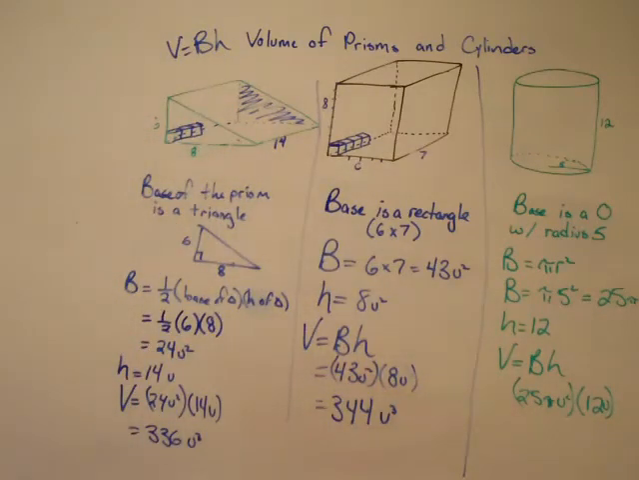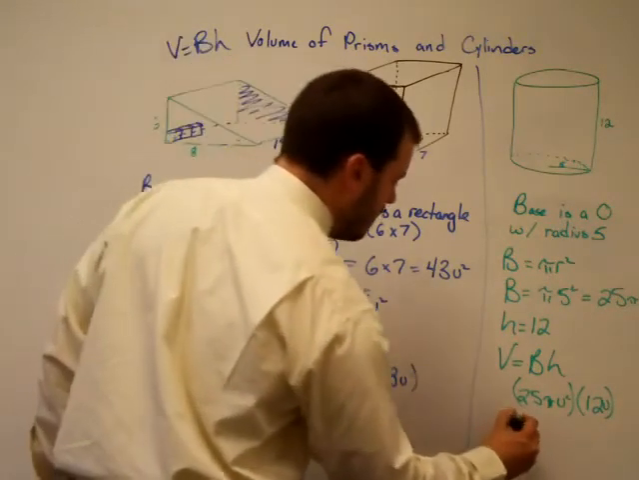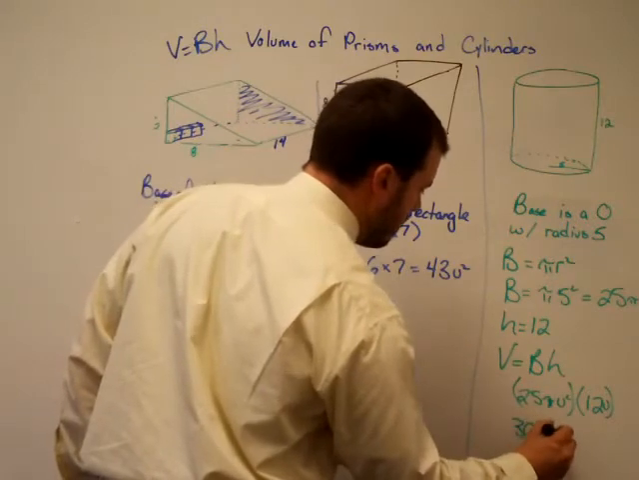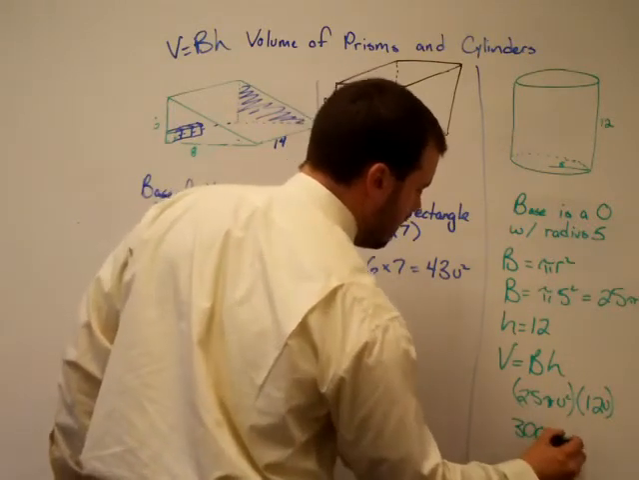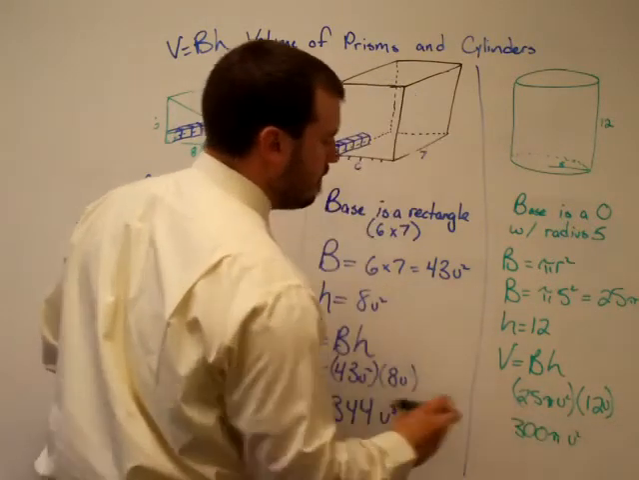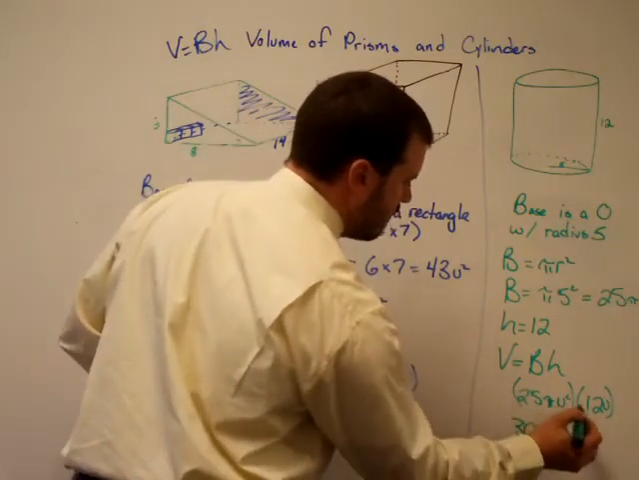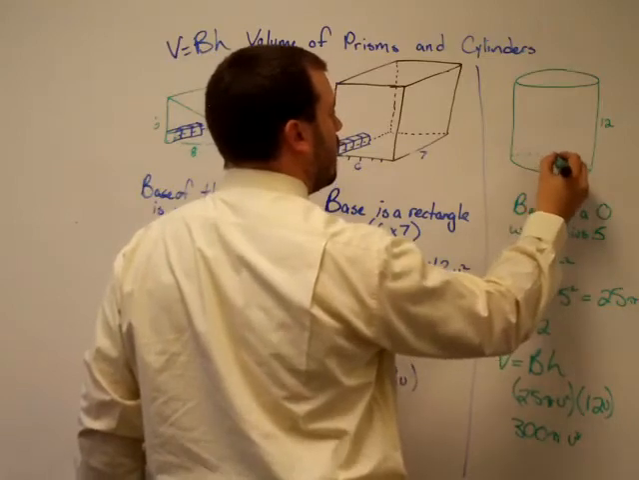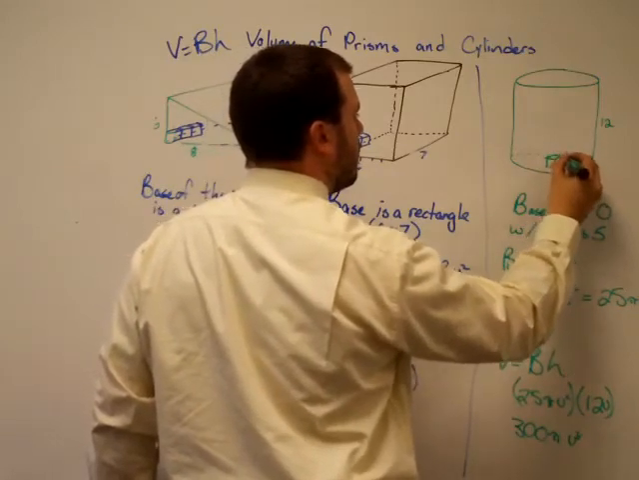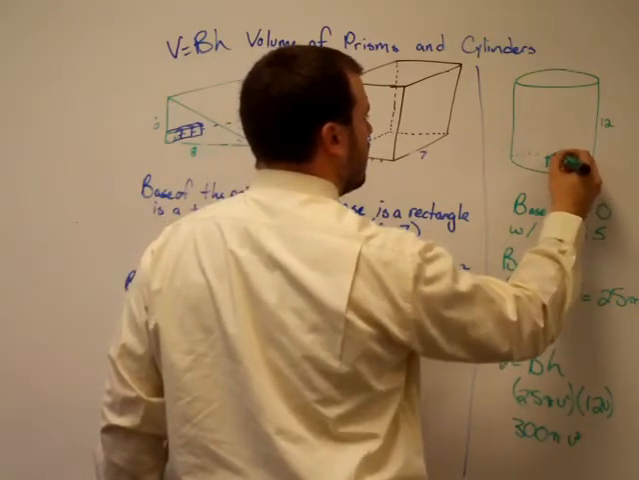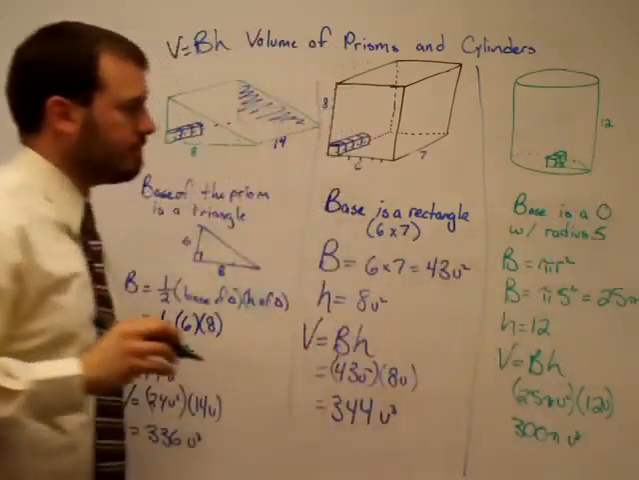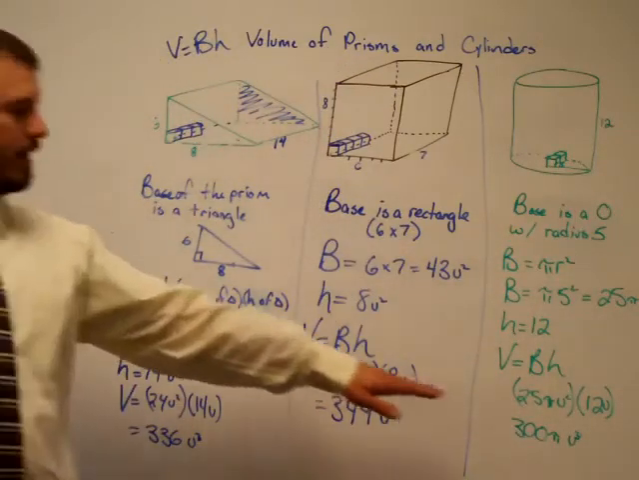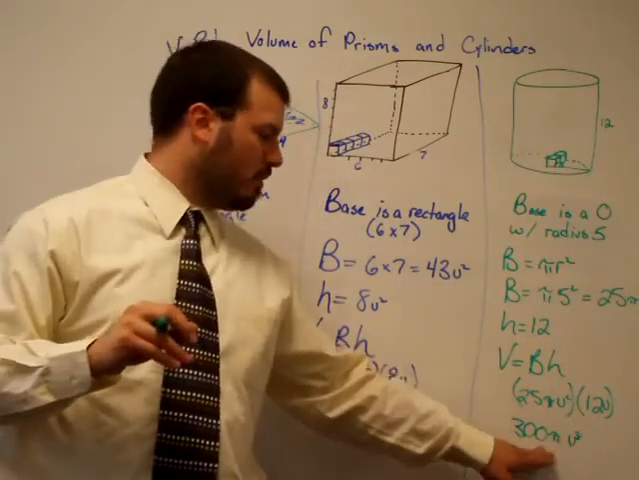and we would have 300 pi units squared. Sorry, units cubed. Units squared times units is units cubed. And again, we're looking to figure out how many cubes would fill this figure. Okay, now this again is the exact form of the answer.